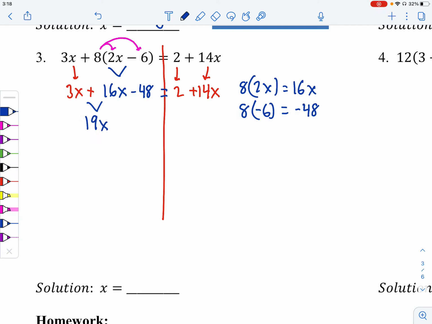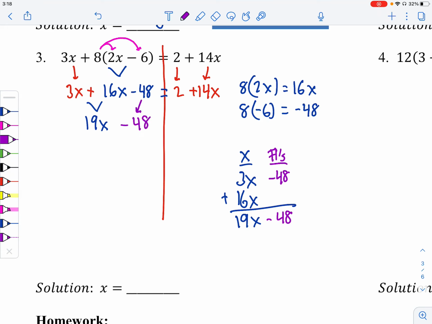You can also do your columns like we did before, right? So our x and our numbers. And let's just do that to show. So we have 3x and we have 16x, and our numbers is negative 48. And if we add those, 3 plus 16, it will give us 19x, and our number by itself is negative 48. So this comes out negative 48 equals, and everything on the right just comes down with it, 2 plus 14x. So now we have variables on both sides, and then we can simplify this.